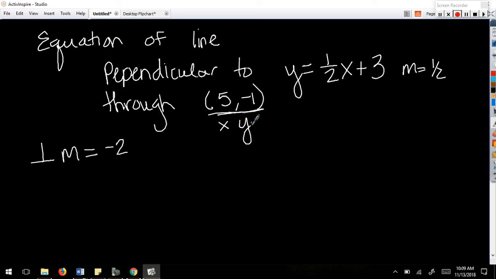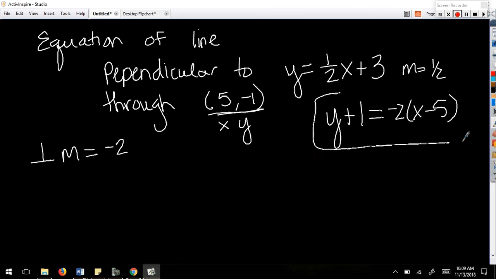I'm going to do y plus 1, because it's y minus negative 1, equals slope. All right, so if you did point slope form, you're done. If you did slope intercept, when I worked out your review in the video, some of them I used point slope, some of them I used slope intercept, so you could pick and choose which one you did when it wasn't specified.